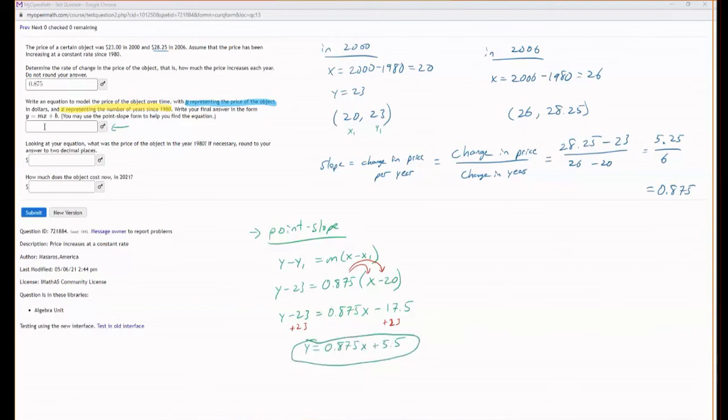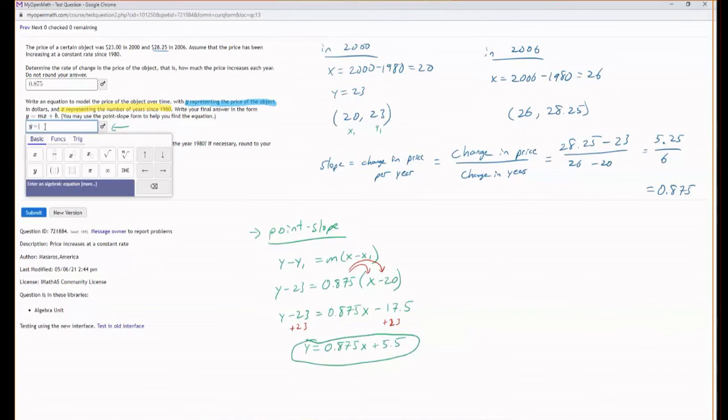Okay, so we go and type that in. Y equals 0.875x plus 5.5.